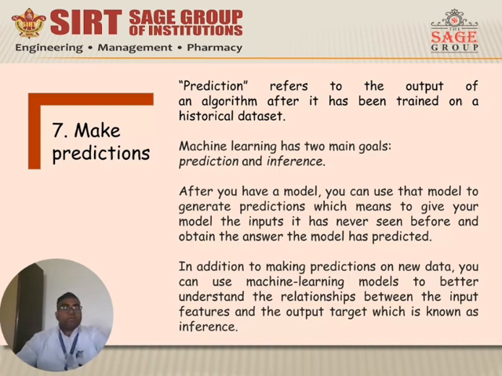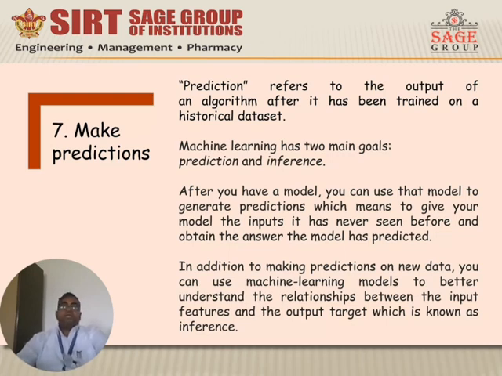Now the last step is prediction, where we refer to the output of the algorithm after it has been trained on a historical data set. So once we have the data, we train the machine learning model, then we evaluate, and we predict. Now what is prediction? We give a new input to the machine learning model, and it will predict using its previous learning, previous experience, and give the result.